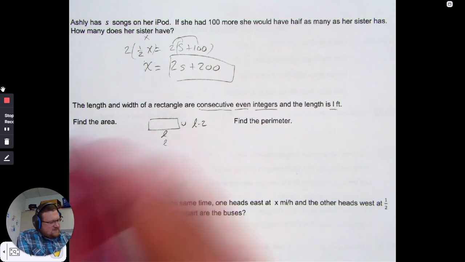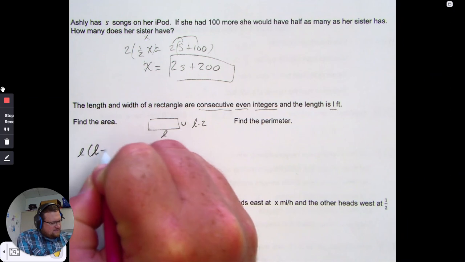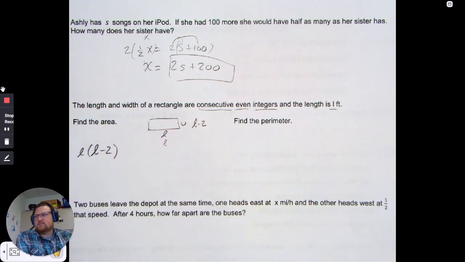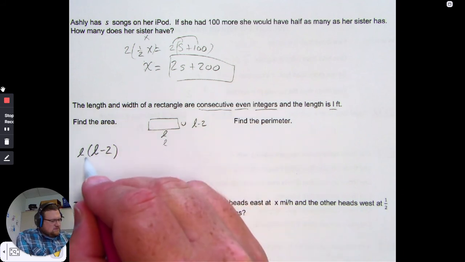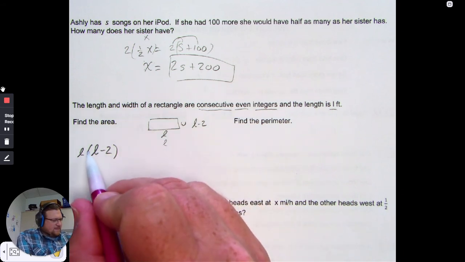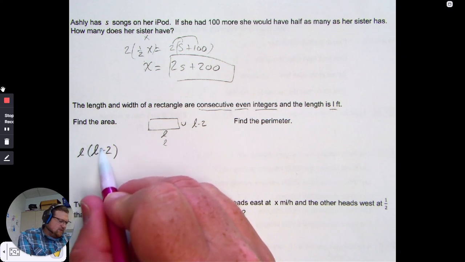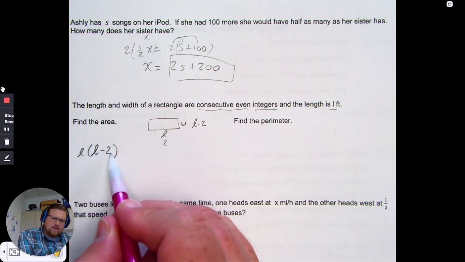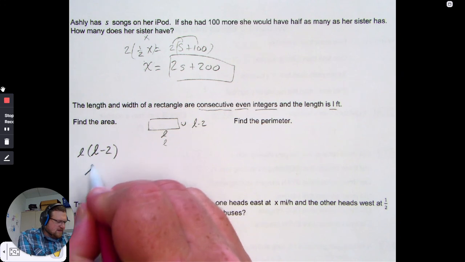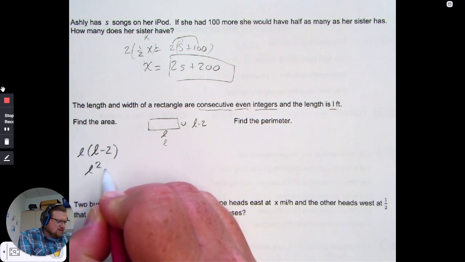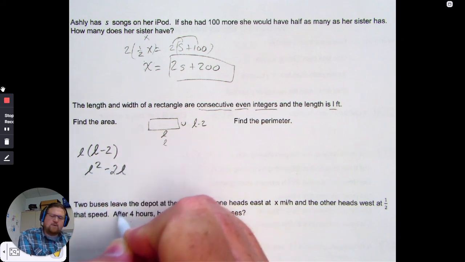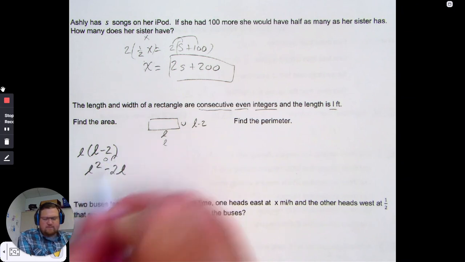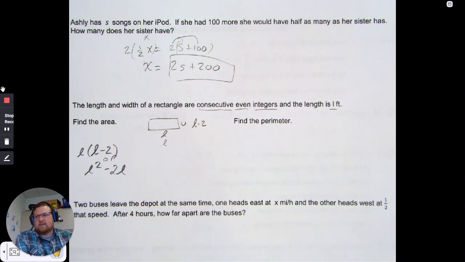So then it says find the area. Well, that would be L times L minus 2. If you left it in this form, that would be totally fine. But if you multiply that out and wrote it as L squared minus 2L, I would also accept that. So either one of those answers I would actually accept. It's up to you on which way you like it better.